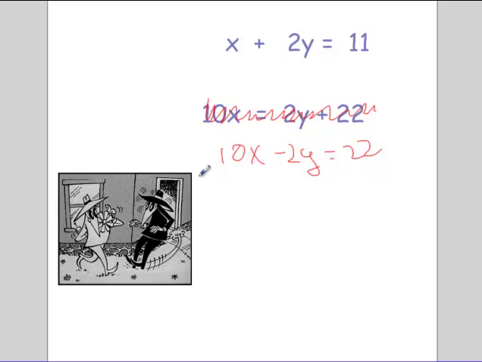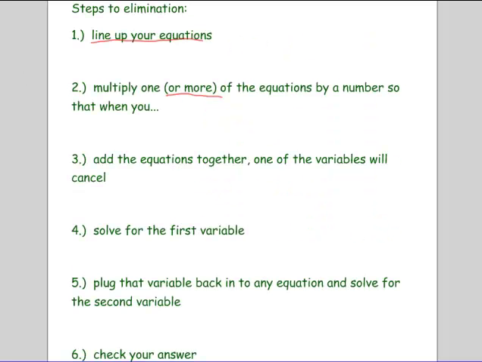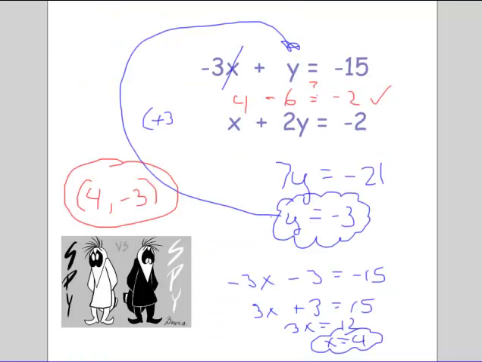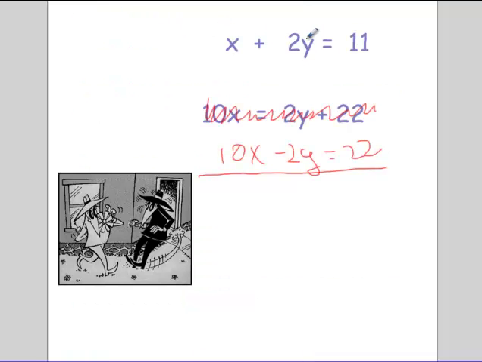And now I actually don't have to perform step 2, if you've written it down, which you should have by now. Let's just take a look at it. Line up your equations, multiply one or more equations by a number. We don't actually have to do that because the y's will already cancel. So I'm just going to start adding: 11x plus 0y equals 33. Divide by 11 and I get x equals 3.